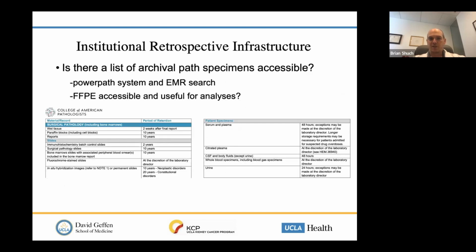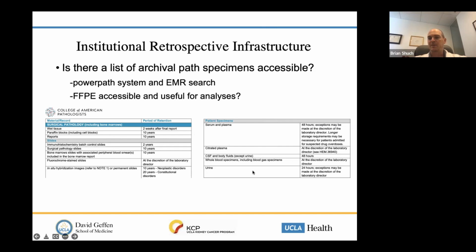First things first, you can retrospectively see what's available. The good thing is that every participating academic center is accredited by the College of American Pathologists. Paraffin blocks have to be kept about 10 years, as well as IHC slides. So you have a PowerPath system, an EMR search. You could put together an institutional series at Sloan Kettering, 15 years of brain mets. You'll probably find about 50 resected brain tumors.